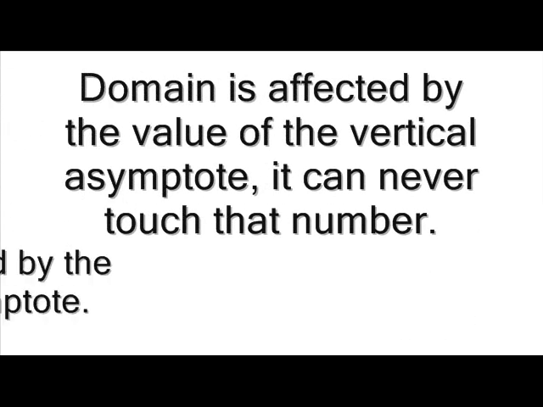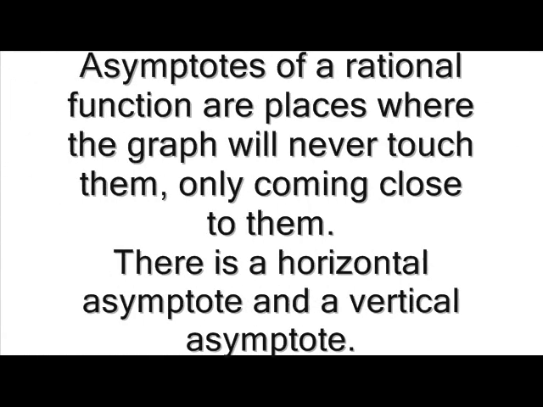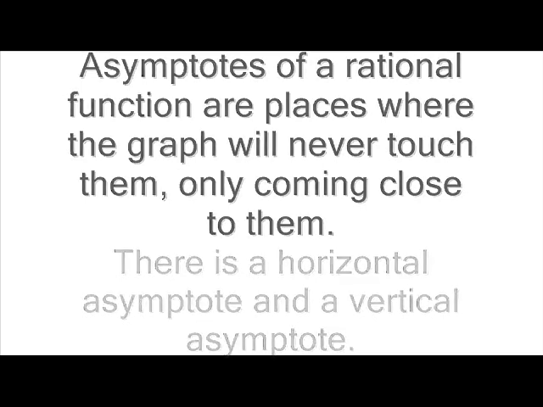Domain is affected by the value of the vertical asymptote. It can never touch that number. Range is affected by the horizontal asymptote. Asymptotes of a rational function are places where the graph will never touch them, only coming close to them. There is a horizontal asymptote and a vertical asymptote.